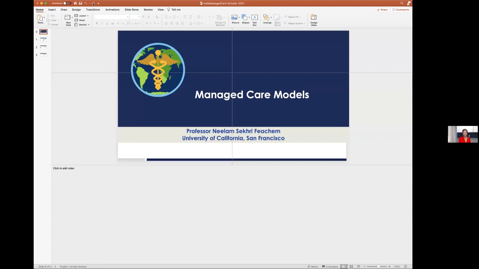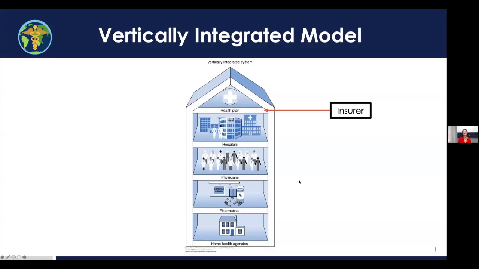So Neelam, we are only able to see the title, the first slide, which is the title slide. Oh, you're not seeing the vertically integrated model? No, not yet. Huh, that's very strange. Okay. You may want to hide the notes part, probably. Yeah, I'm on slideshow right now. I'm on slideshow, so I don't know why it's not sharing the screen. Can you see it now? Yes, yes.